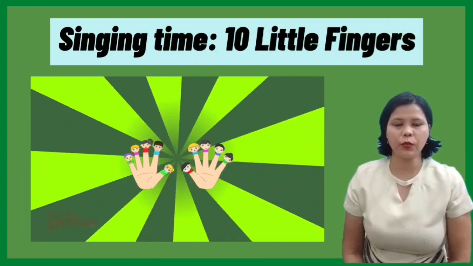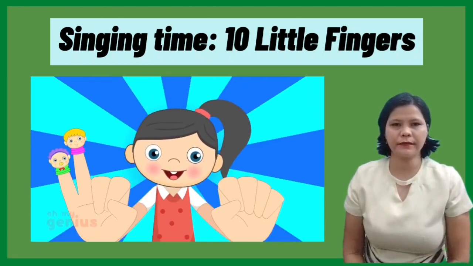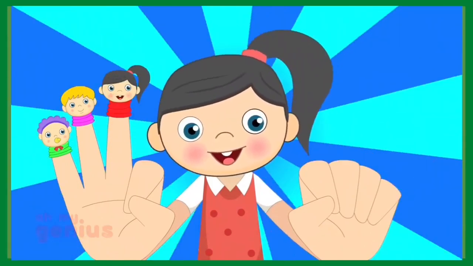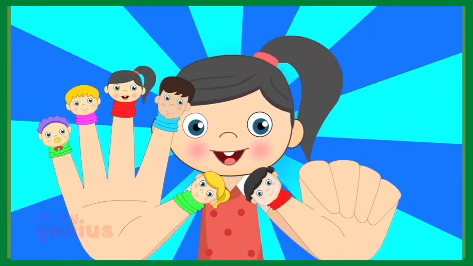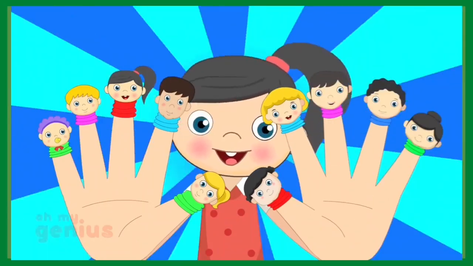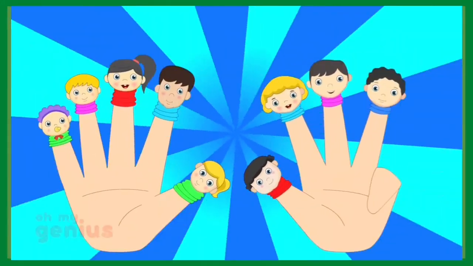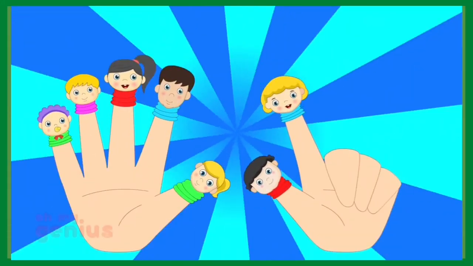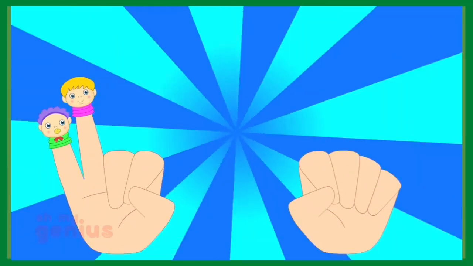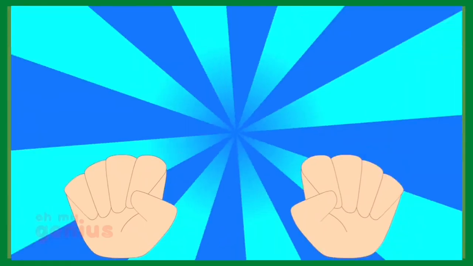But before that, we will sing first about the 10 little fingers. 1 little, 2 little, 3 little fingers, 4 little, 5 little, 6 little fingers, 7 little, 8 little, 9 little fingers, 10 fingers on my hand. 10 little, 9 little, 8 little fingers, 7 little, 6 little, 5 little fingers, 4 little, 3 little, 2 little fingers, 1 finger on my hand.